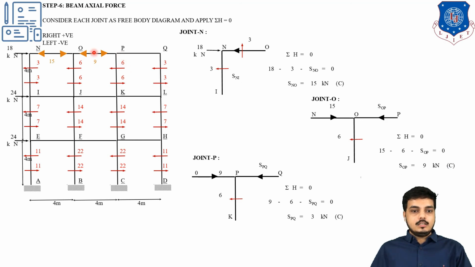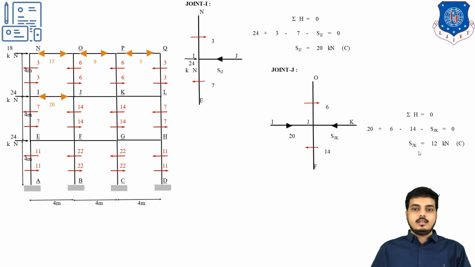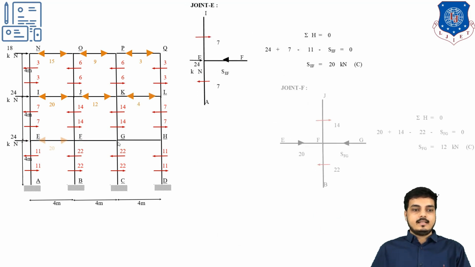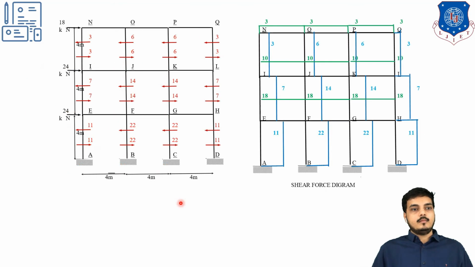Similarly for the P joint, P to O, P to Q and P to K, we can find out S_PQ. Similarly S_IJ, which is over here, then S_JK, then S_KL, then S_EF, S_FG and S_GH we can find out. After finding all the axial forces in the beam as well, we have completed all the forces: shear force in beam and column, bending moment in the beam and column, and lastly axial force in beam and column. So last we need to draw the diagram.